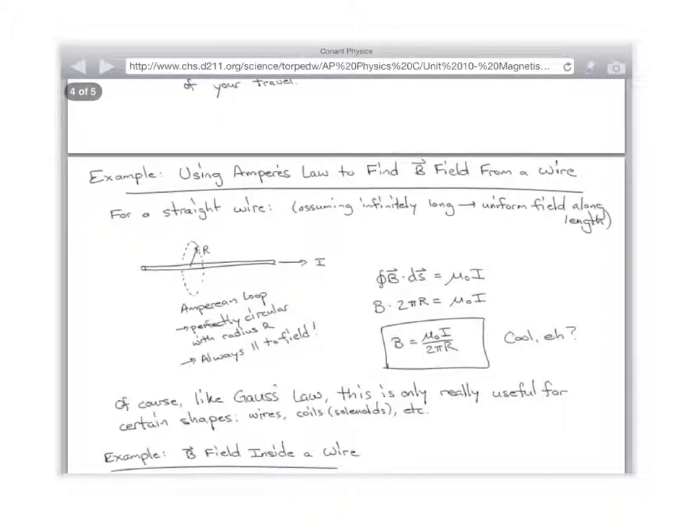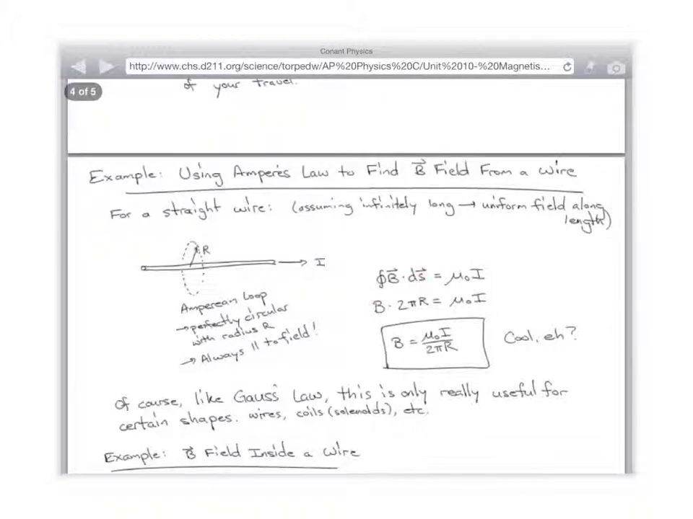All right. So here we go. You've got a current flowing through a wire, and I want to know how strong the magnetic field is at a radius of r. Just like Gauss's law, where we draw a Gaussian surface, we draw an Amperian loop of radius r. Integral b dot ds equals mu naught I. Well, how big is my total loop? 2 pi r, the circumference. So b times 2 pi r.